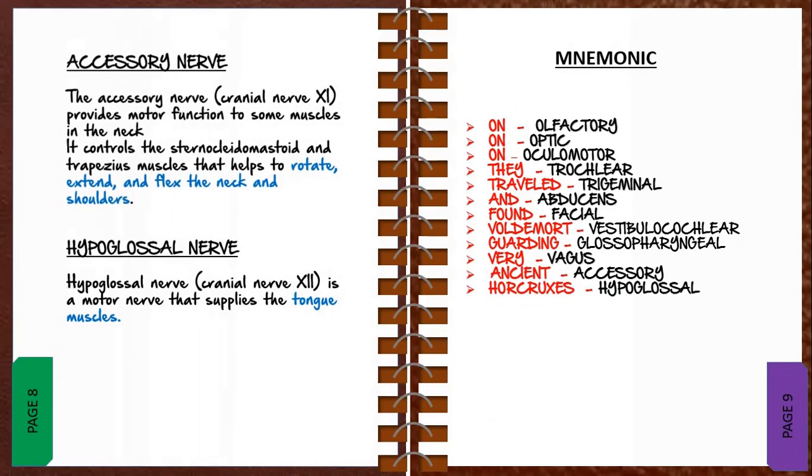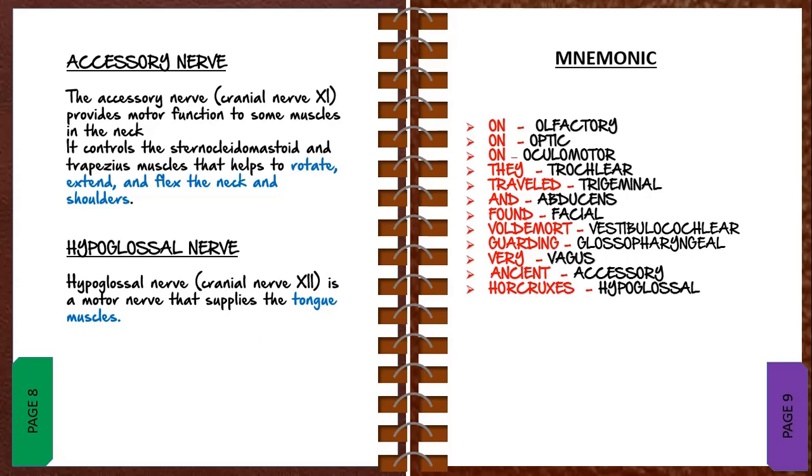Now let's move on to the accessory nerve. The accessory nerve provides motor function to some muscles in the neck. So this is purely based on motor modalities. It controls the sternocleidomastoid and trapezius muscles that help to rotate, extend, and flex the neck and shoulders.